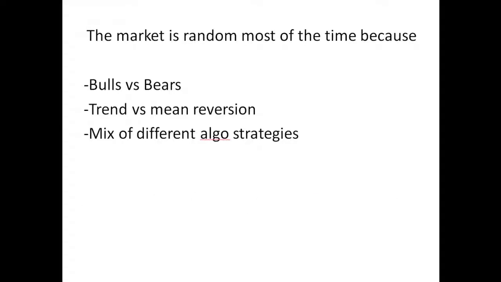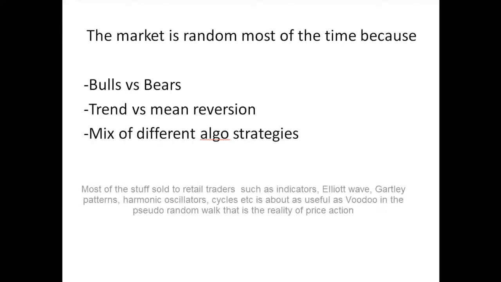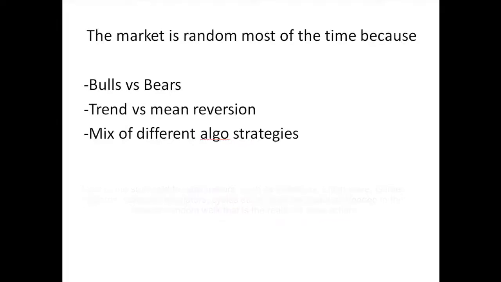And then you have a mix of different algo strategies. Some are high frequency trading, some are trend trading algos, some are scalping algos, some are Asian scalpers. Some are using all sorts of different exotic methods. And you also tend to have a lot of nonsense type stuff in the markets like Elliott wave and Gartley patterns and harmonic oscillators. And all of those sort of things come together in a big mash. And the effect of all of these things is really to make the market quite random. One thing balances out another.